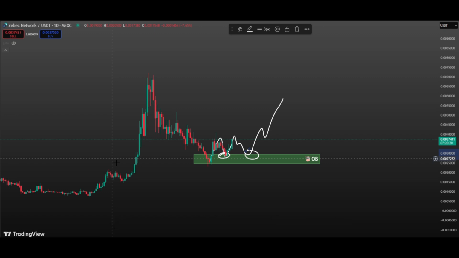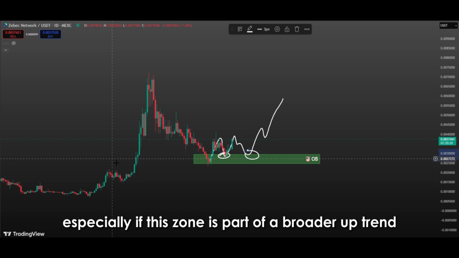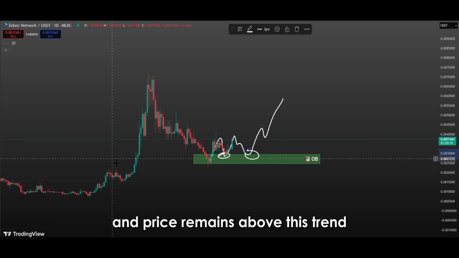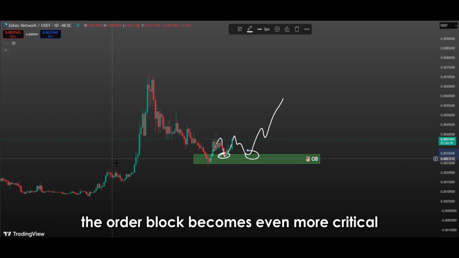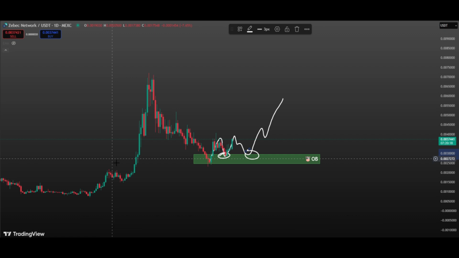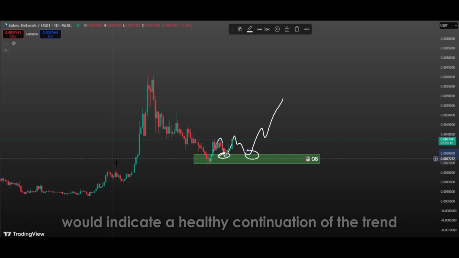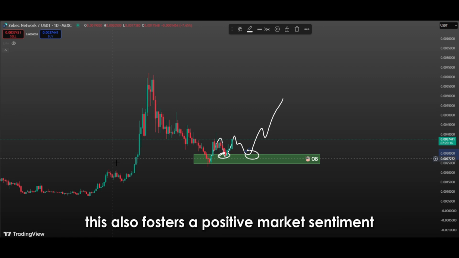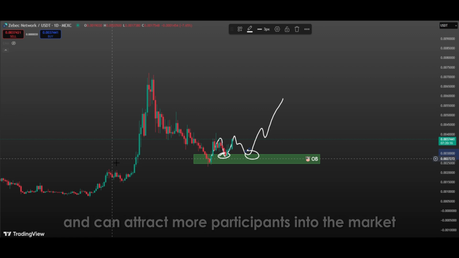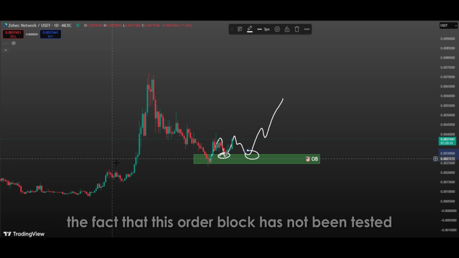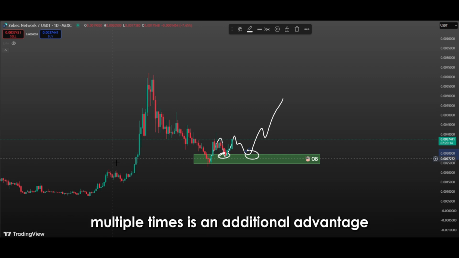A level that previously saw intense buying pressure being revisited could prompt the same participants or new ones to take positions again. Especially if this zone is part of a broader uptrend and price remains above this trend, the order block becomes even more critical. A continued bounce from this zone would indicate a healthy continuation of the trend. This also fosters a positive market sentiment and can attract more participants into the market. Moreover, the fact that this order block has not been tested multiple times is an additional advantage.